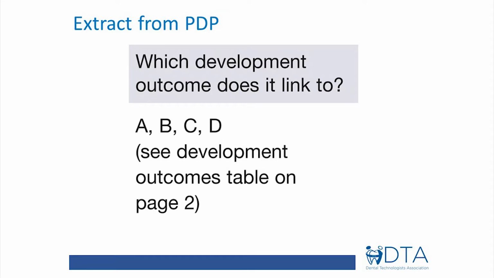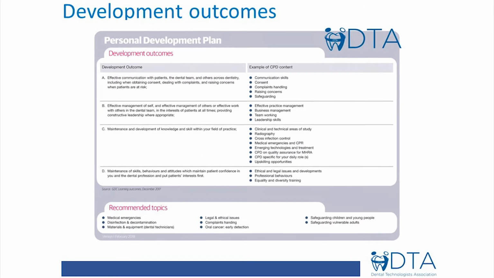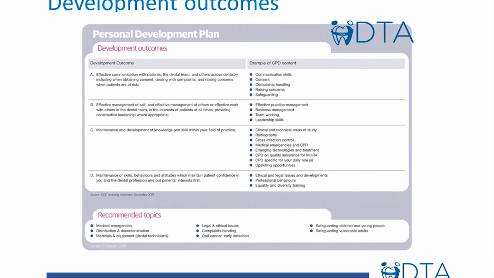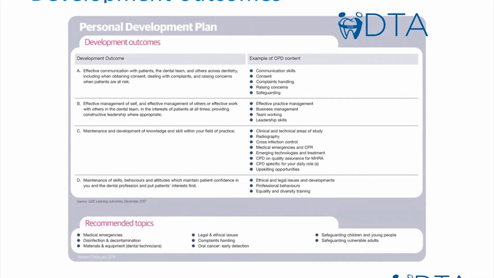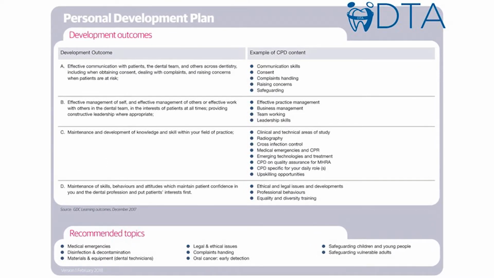Which development outcome does it link to? Now, development outcomes are something new from the GDC, but they cover a range of areas, and you can quite easily look at this list and find out what the development outcomes are for a particular continuing professional development activity that you've undertaken. In the Technologist, the DTA indicates either A, B, C or D as the development outcomes. This helps you refer to these development outcomes and just log them down.